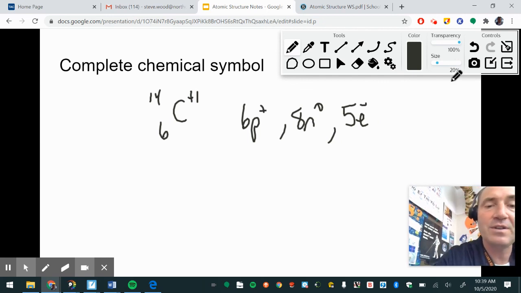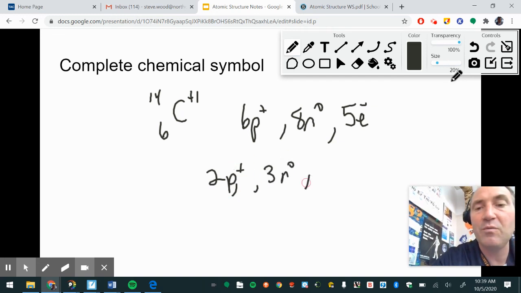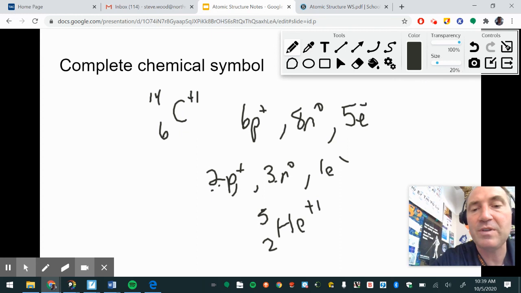And then vice versa, you should be able to take, let's say you have 2 positive protons, 3 neutrons, and 1 electron. You should be able to write the symbol, which would be helium, because it's 2. This would be 5 because these two have mass, and this would be +1 because there's 1 extra proton. If you could do that, you're going to be golden.